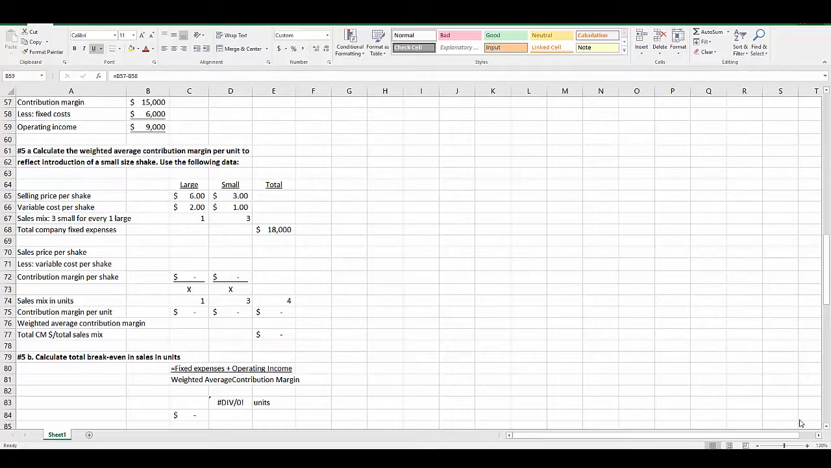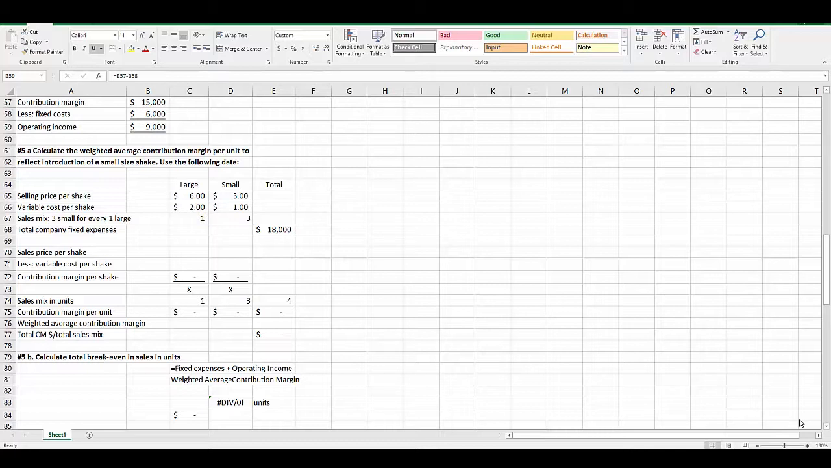So you can see the selling price for the large is $6, the variable cost is $2, the small shake sells for $3 and its variable costs are $1. And in terms of the sales mix, we are told in the problem that for every one large shake, the company sells 3 small shakes. So it's 1 large for every 3 small. So that's the sales mix.